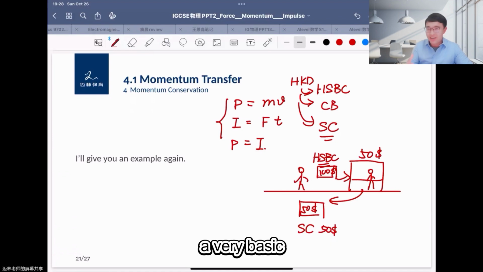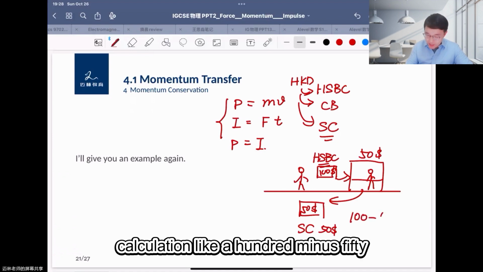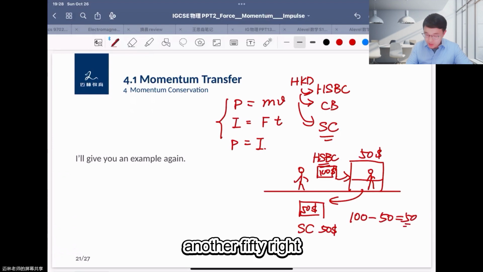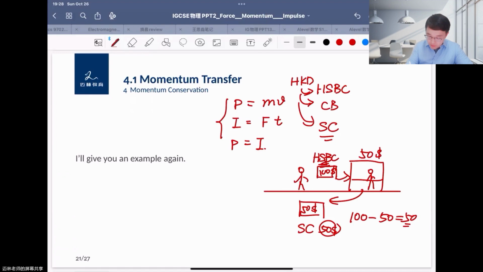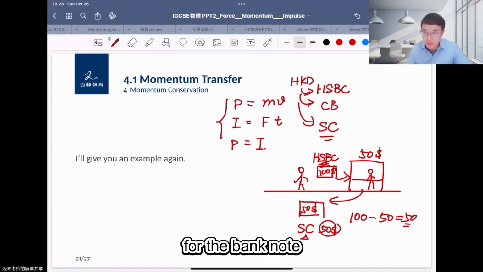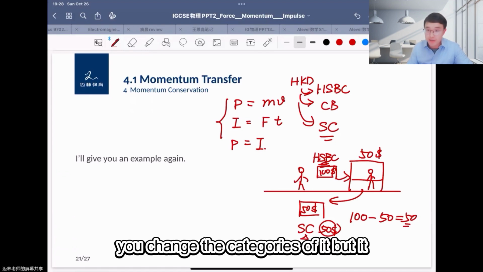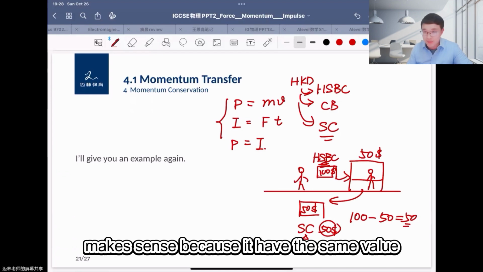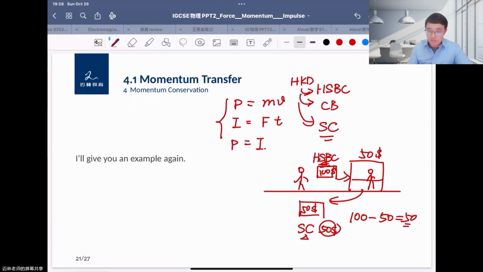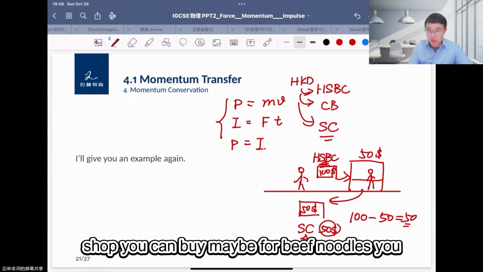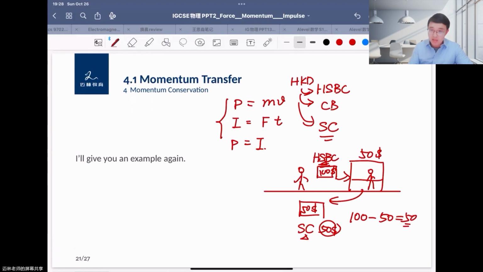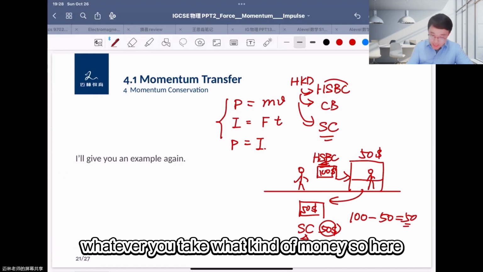Because this is a very basic calculation, like 100 minus 50 equals another 50, right? But here you exchange the categories of the banknote, okay? You change the categories of it. But it makes sense because it has the same value. Maybe you can take any kind of note to the shop. You can buy beef noodles, you can buy anything, whatever kind of money you take.